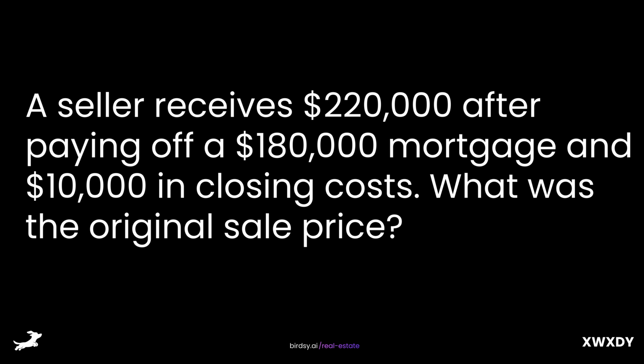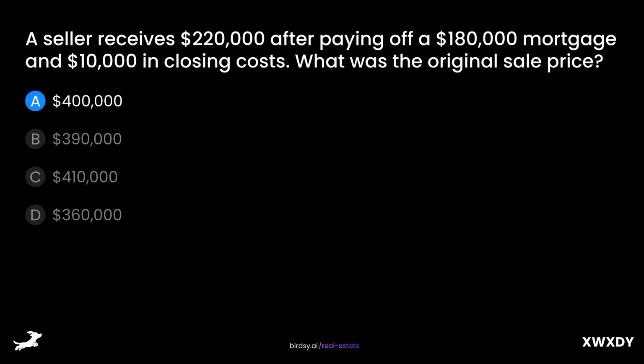A seller receives $220,000 after paying off a $180,000 mortgage and $10,000 in closing costs. What was the original sale price? Is it A, $400,000, B, $390,000, C, $410,000, or D, $360,000? The answer is C, $410,000.